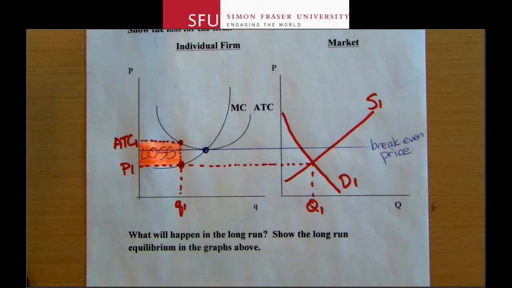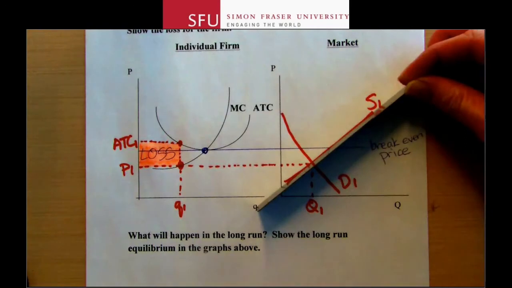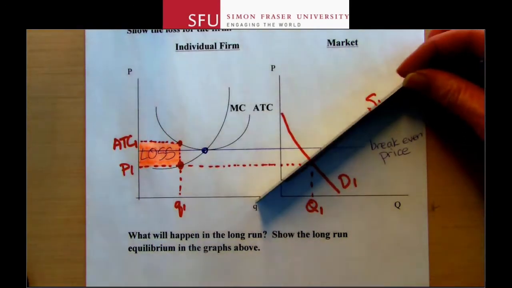Okay, so now what's going to happen in the long run? So the existing firms are losing money. Some of them will stick it out, but some of them will say, let's go produce something else. Right? So as some of the firms decide to exit the market, then the market supply will decrease. And as the market supply decreases, the price will go up.